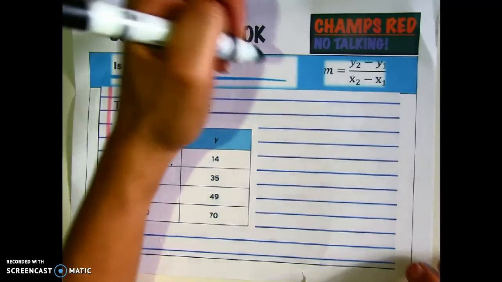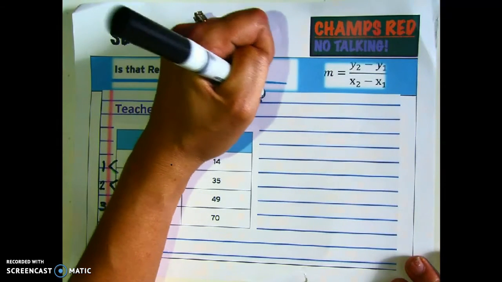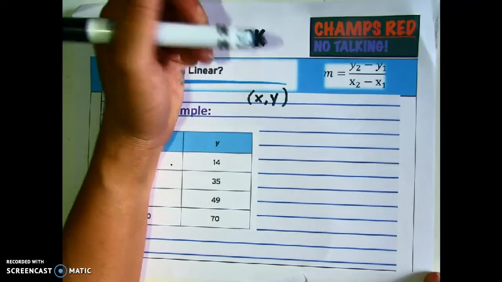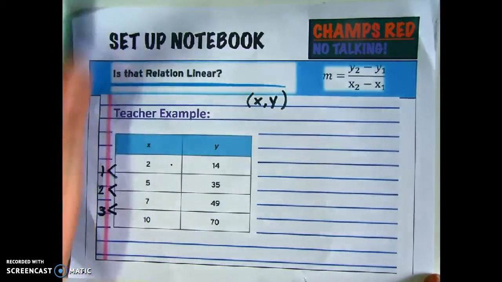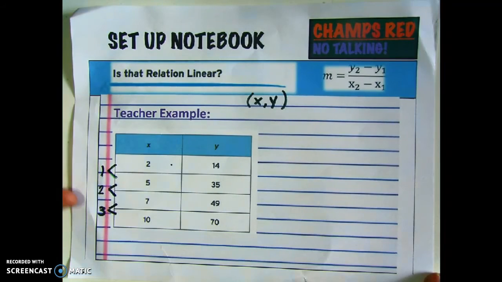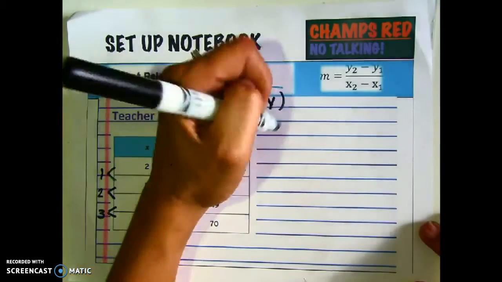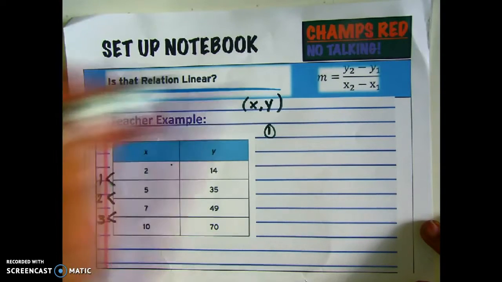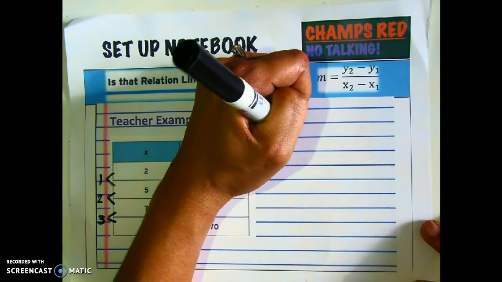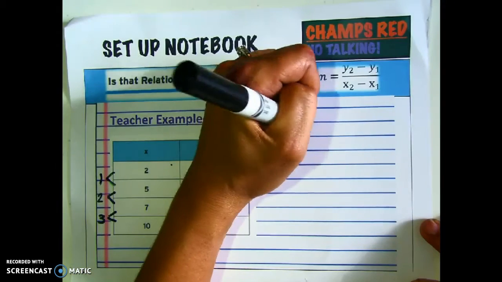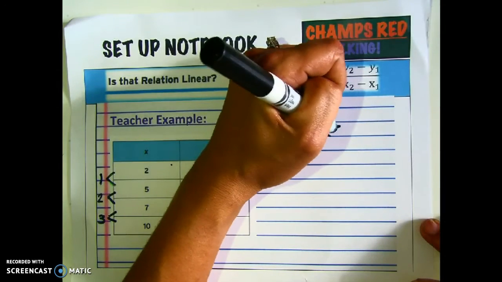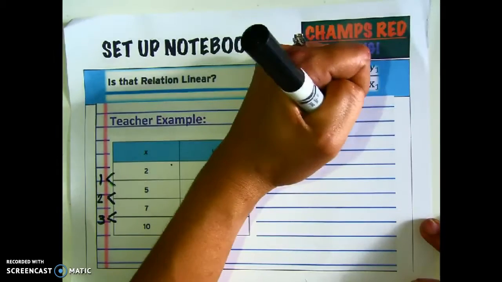Remember, our ordered pairs are indicated by X, Y. That's our x-axis as we're graphing a point, and then we're going up or down on our y-axis. My first check, I'm going to indicate by using a 1. That way we know what check we used. And my ordered pairs for that, the first one is 2, 14. My second set in my first check is 5, 35.